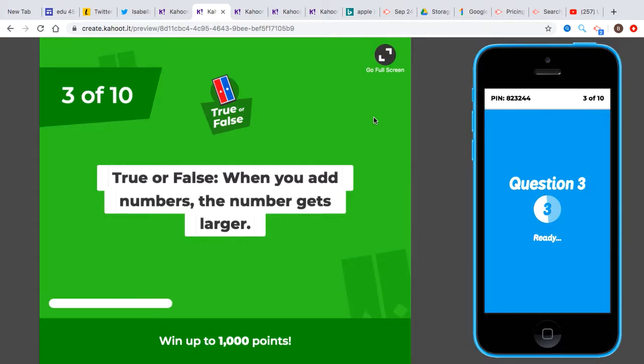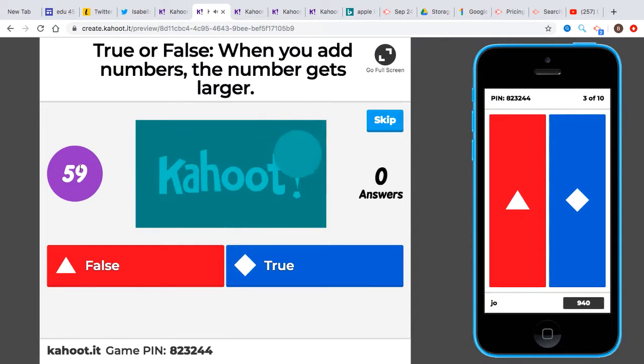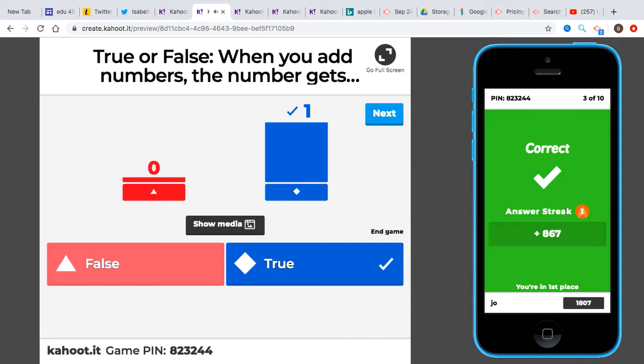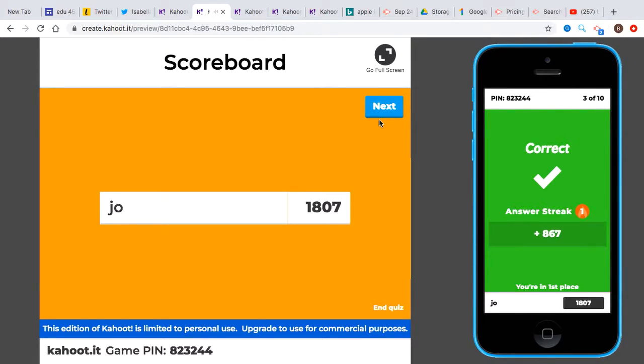I threw a true and false question in there, and you'll see I gave them less time for this one because this isn't more of a solving problem, it's more of a concept problem. So it says true or false, when you add numbers, the number gets larger. And this is obviously true, so the students would come over and press the blue button to represent true, and it shows you a graph of who got it right, who got it wrong, see where your students are at.